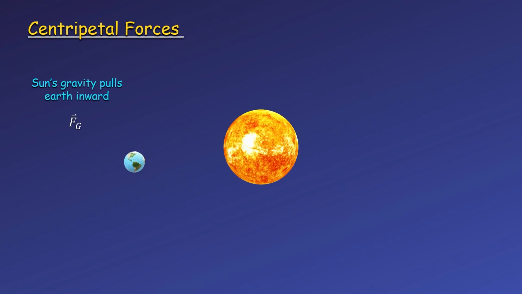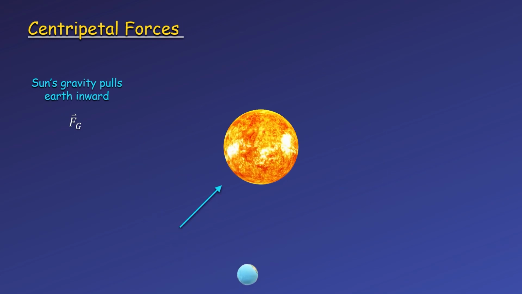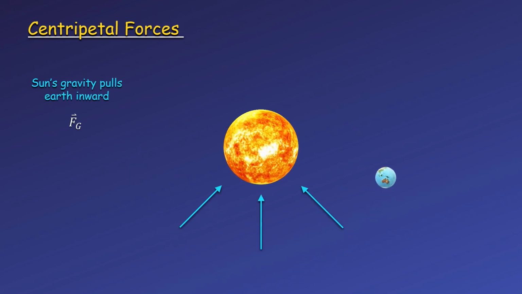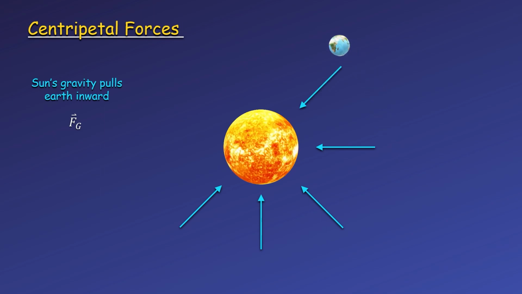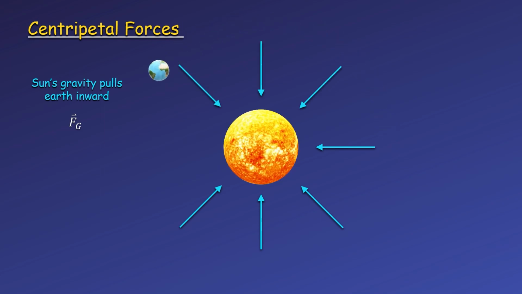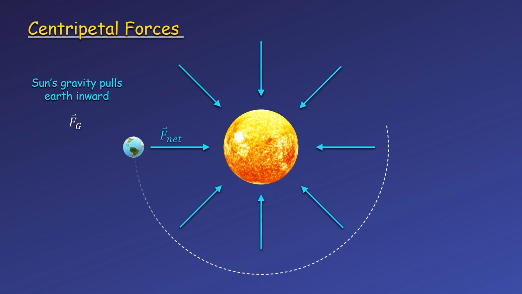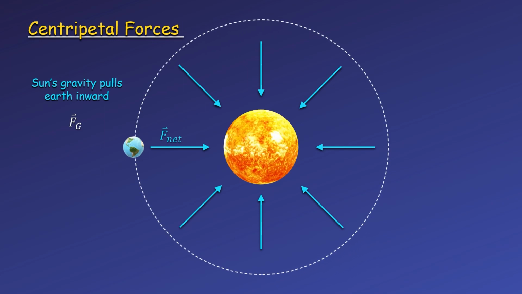Another example is the Earth going around the Sun due to the gravitational force of the Sun pulling the Earth toward it. This is a force we'll discuss in more detail later. If the Sun were to disappear, the Earth would continue to travel in a straight line. The Earth's gravity also pulls on the Moon in the exact same way.